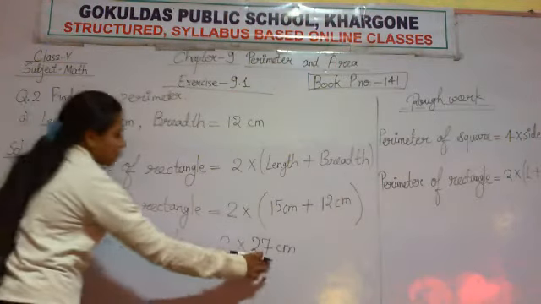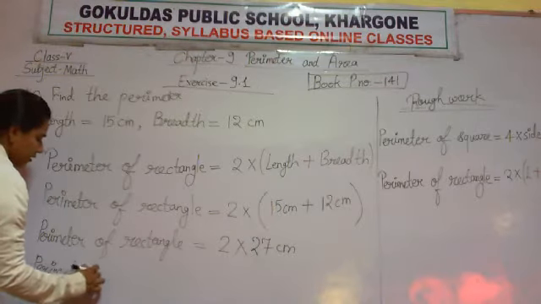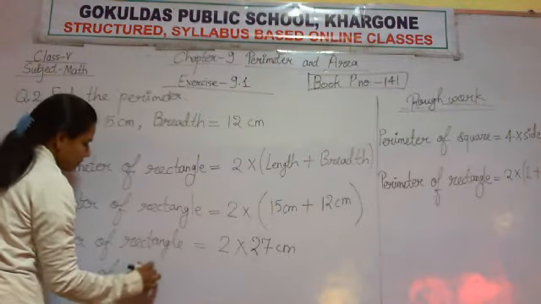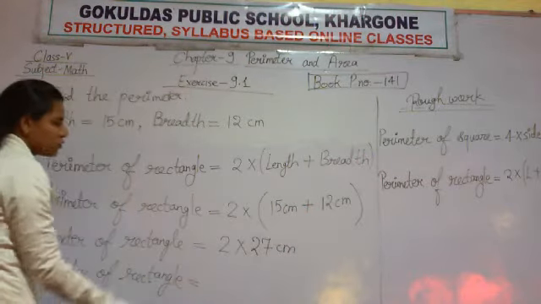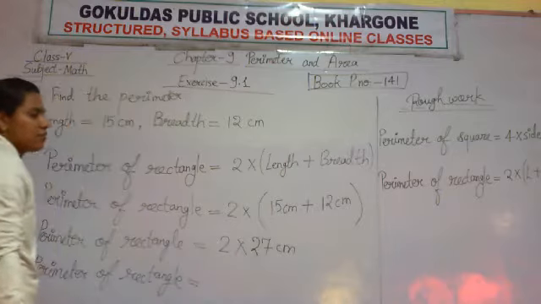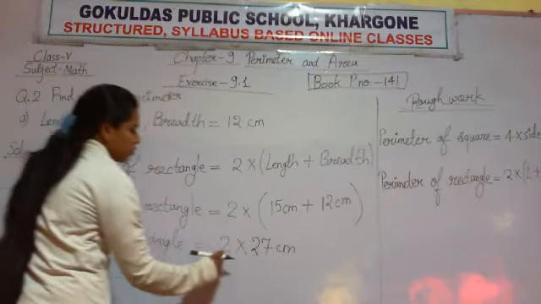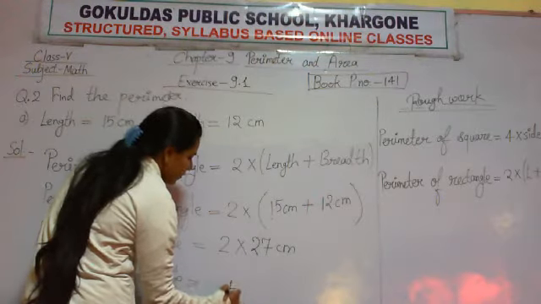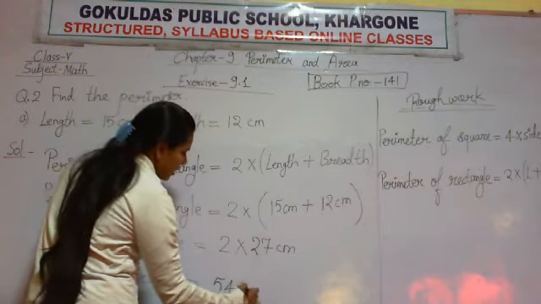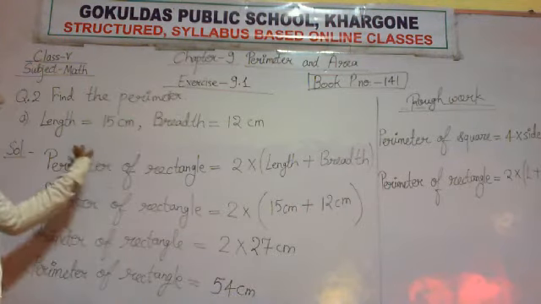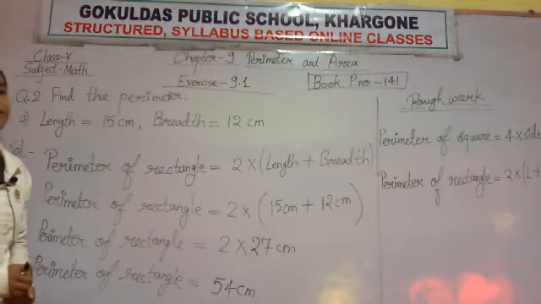Now in the next step solve these. So perimeter of rectangle is equal to 2 multiplied by 27. Arrange both the numbers column wise and multiply them. So 2 sevens are 14. So 4 here, 1 carry forward, 2 twos are 4 and 1 is 5. So perimeter of rectangle here is 54 centimeter.